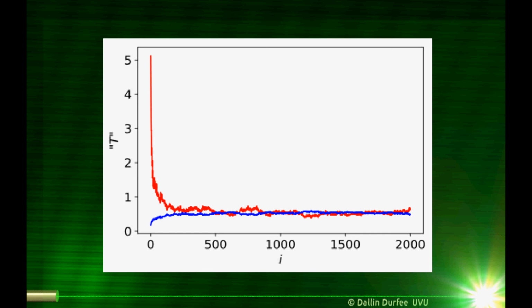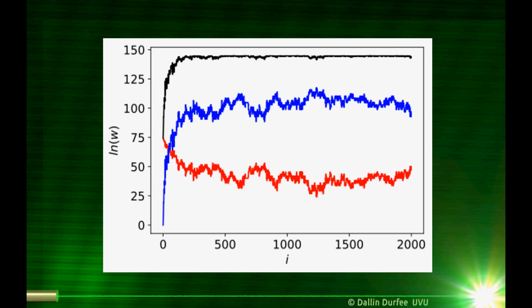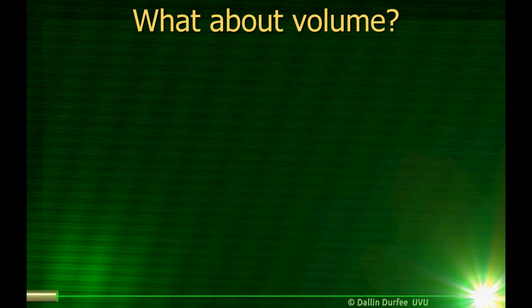Okay, here's the temperature of the two, right? I used my definition of temperature, calculated the temperature, and notice as time goes by, eventually they approach the same temperature. Here's the amount of entropy. The entropy of the pennies in red goes down with time. The entropy of the dimes goes up. But asymptotically, they approach a state where the total entropy of the two of them in black reaches the maximum possible entropy. What about volume?